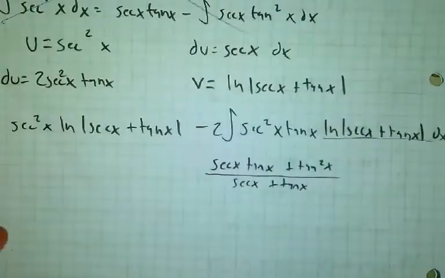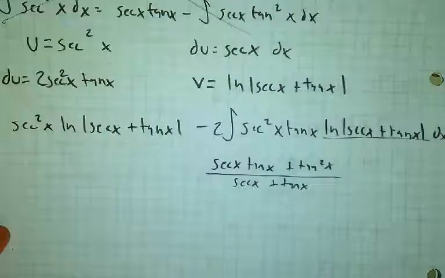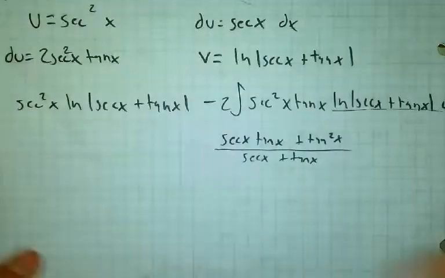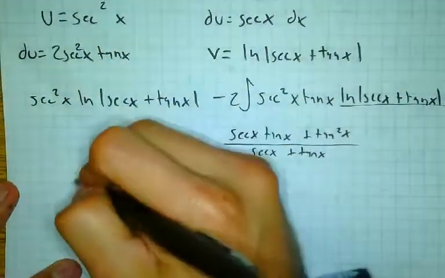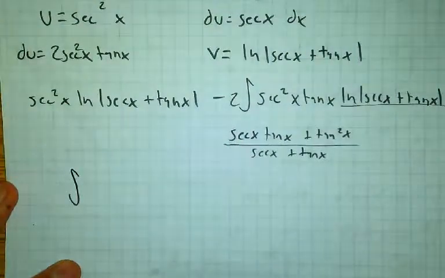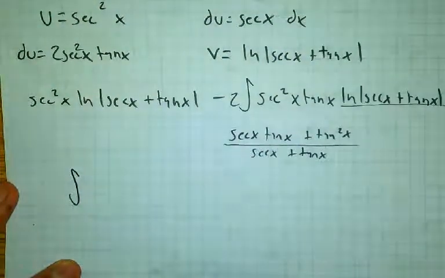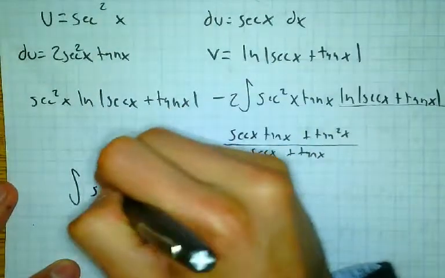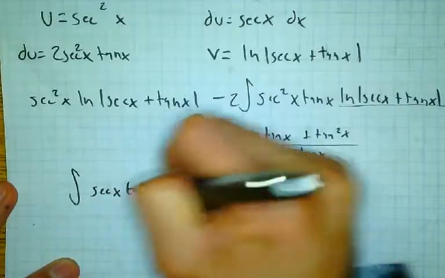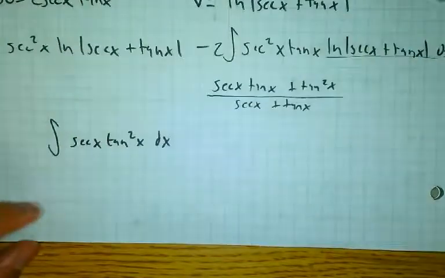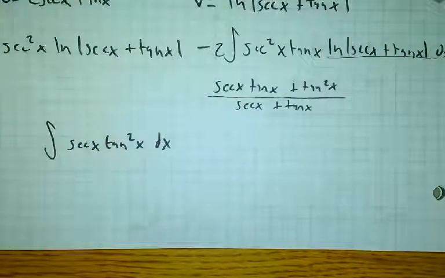Alright, so sines and cosines? Here's where we're at. I know it looks all crazy, but this is the integral we're trying to solve currently, which was, where was it? Secant x tangent squared x. Secant squared tangent squared x.